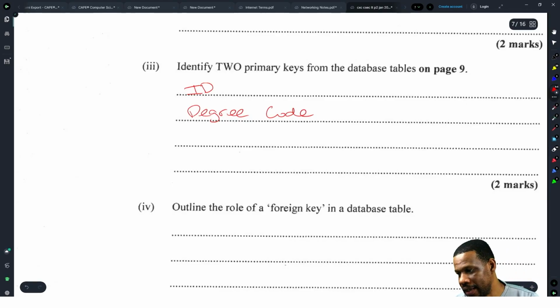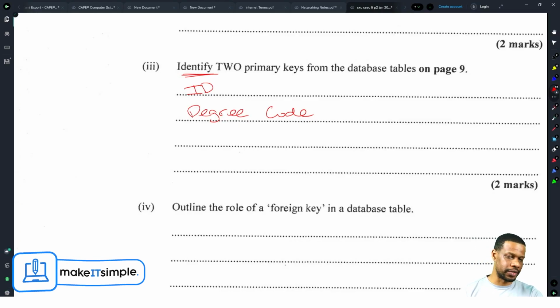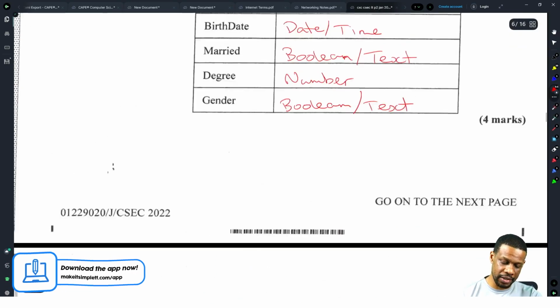I have no idea why they gave you 4 lines to write this when they wanted you to identify 2 primary keys. They don't want you to write it in a sentence. They basically just want you to have the correct answer there. So just write the correct answer. You don't have to write, the 2 primary keys are ID and degree code. The examiner isn't really about that life.